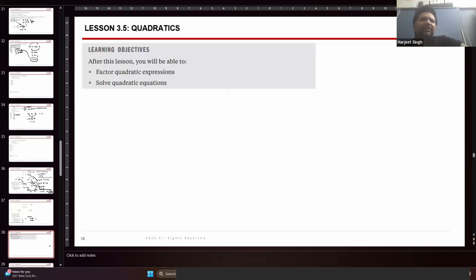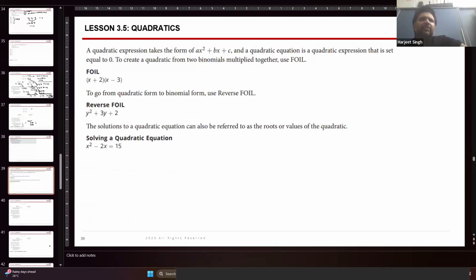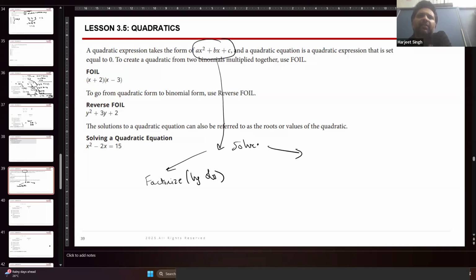All right. Last part for today, quadratics. So quadratics are of this form: ax squared plus bx plus c. How to solve the quadratic is important. There are two ways of solving the quadratic. One is factorizing them by observation, and the other is the solution method.